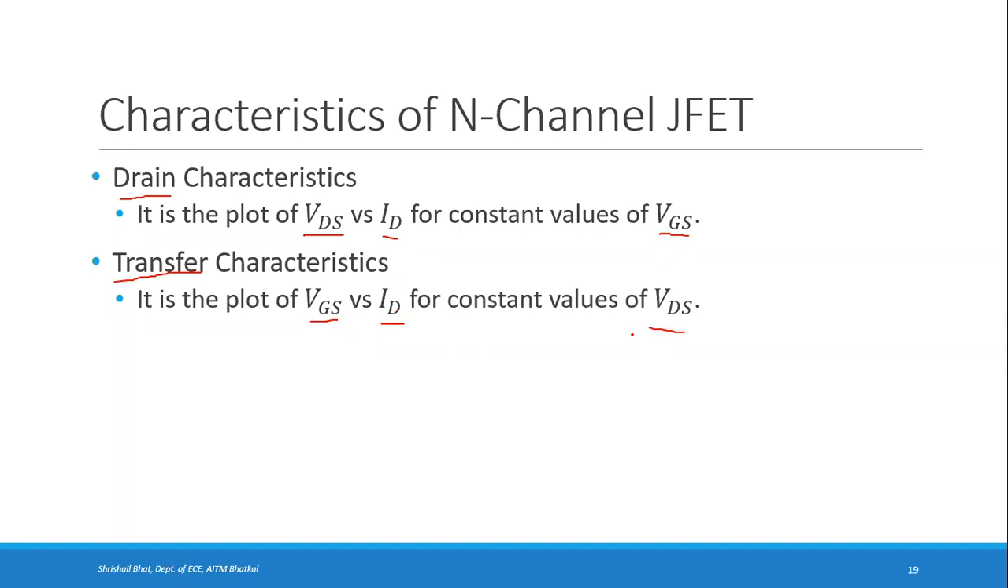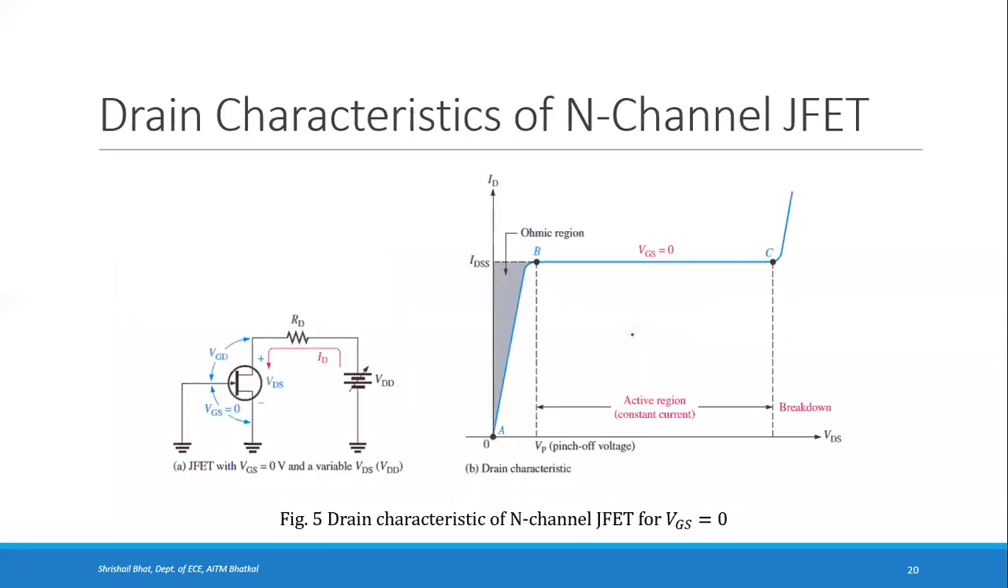So we will be seeing both of these things, that is drain characteristics and transfer characteristics. First we will see the drain characteristic. In drain characteristic, as we have said, we will be keeping VGS, the gate source voltage, as constant. Then vary VDS and note down the values of ID and plot the graph of VDS versus ID.